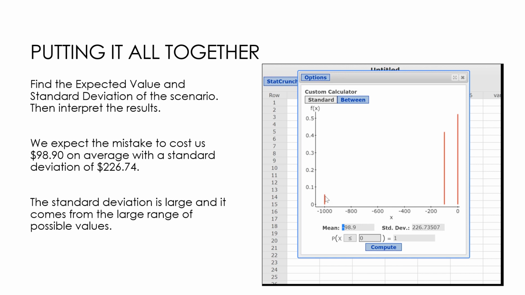Our graph shows us the probability of losing $1,000, the probability of losing $100, and the probability of not losing any additional money. And so we can see that there's quite a bit of spread between the negative 1,000 and the 0.